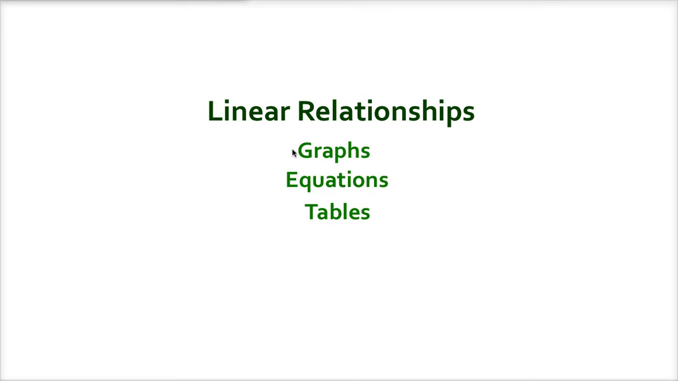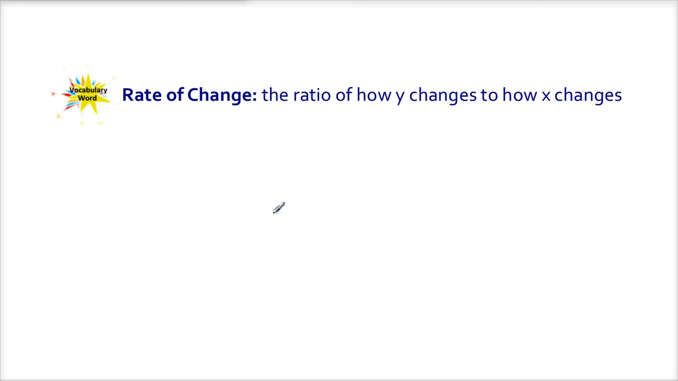In this lesson video, we're going to look at a linear relationship and what it looks like in a graph, an equation, and in a table. But first we need to introduce a new vocabulary term. This term is rate of change, and it means the ratio of how y changes to how x changes.